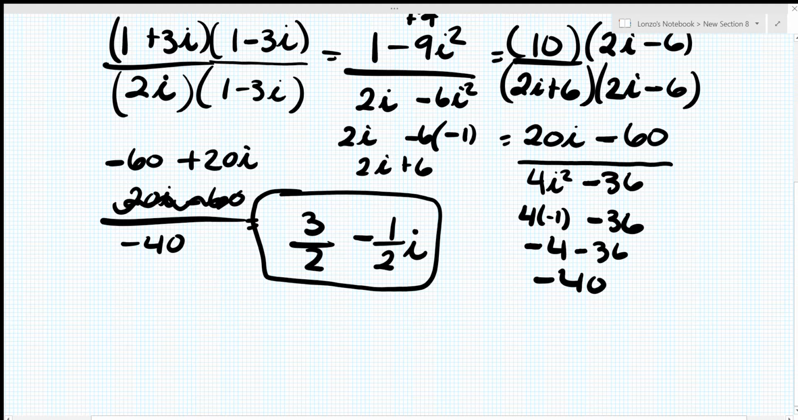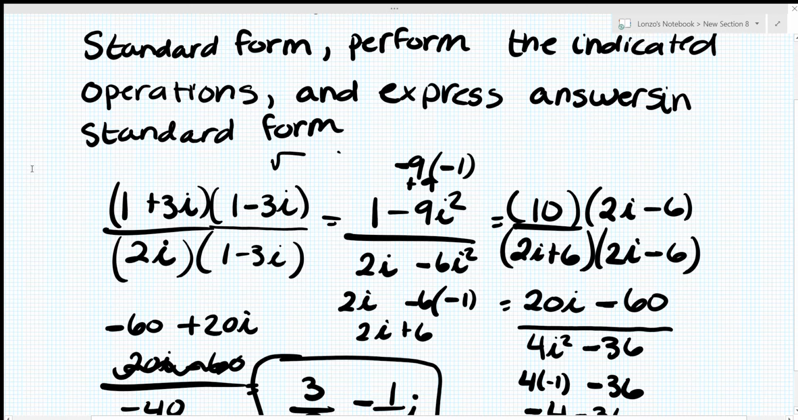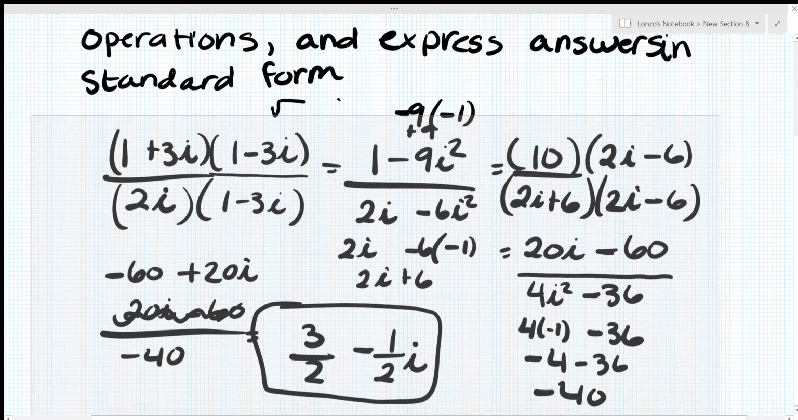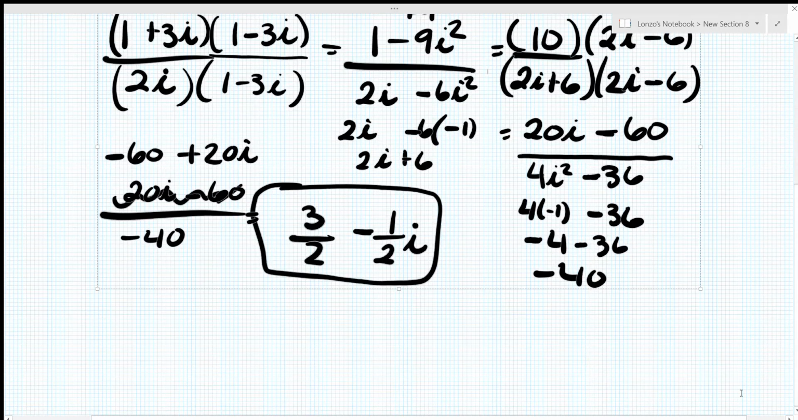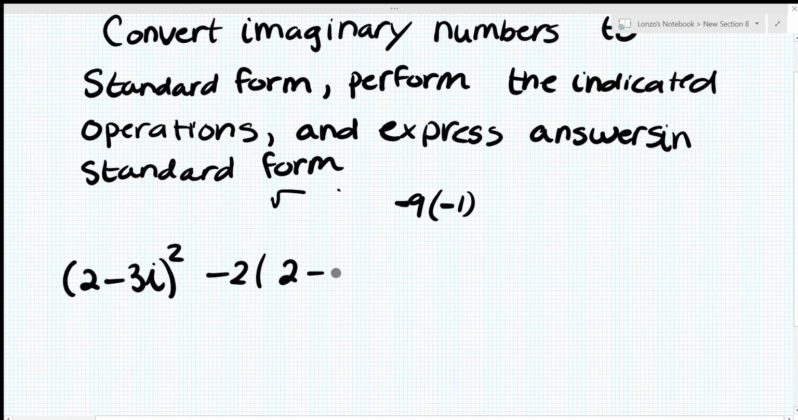Okay, what about this one? Yeah, we're doing a lot of problems because I really want you to grasp the complex numbers. So let's say you have 2 minus 3i, square that, minus 2 times 2 minus 3i plus 9.